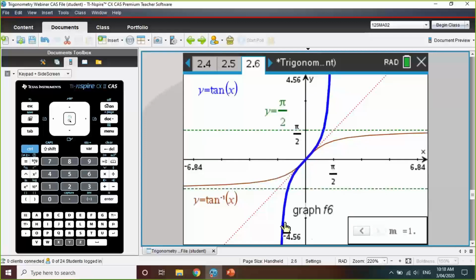Now when we reflect it in the line y equals x, our blue tan graph becomes our brown inverse tan graph, our arc tan graph. And like before, the domains and ranges are swapping. Before, our range was all real numbers, and that's going to become our domain for our inverse tan.